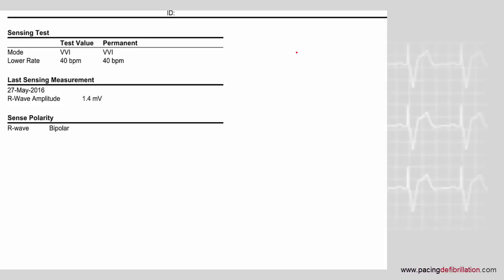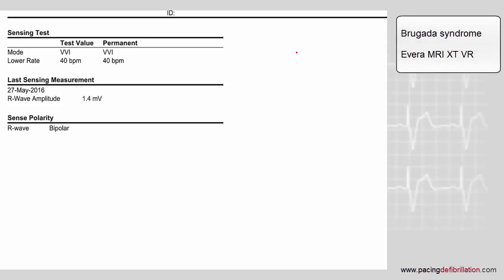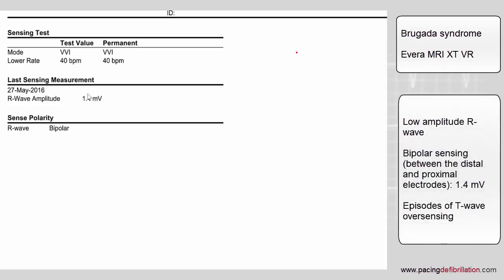This is an example of a patient implanted with a single-lead ICD for Brugada syndrome. He had demonstrated multiple episodes of T-wave oversensing. As explained before, the main reason for T-wave oversensing was the presence of a low amplitude R wave. You can see here the measurements, 1.4 millivolts. It is really a low amplitude for R wave.